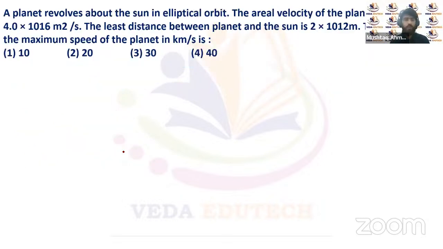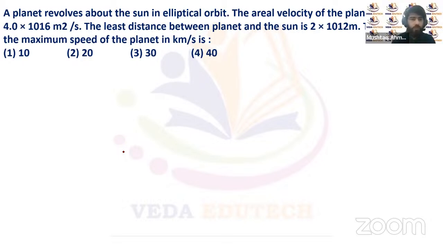Now let's move on to the next question. A planet revolves around the sun in an elliptical orbit. The areal velocity of the planet is 4 into 10 to the power 16 meter per second square. It should be the area, okay, it's area velocity. The area velocity of the planet is 4 into 10 to the power 16 meters squared per second. The least distance between planet and sun is 2 into 10 to the power 12 meter. Then the maximum speed of the planet in kilometer per second is?